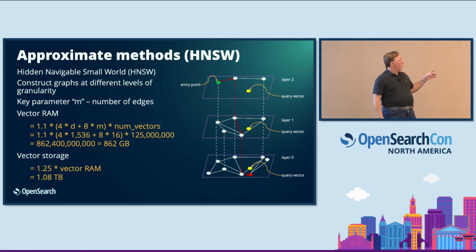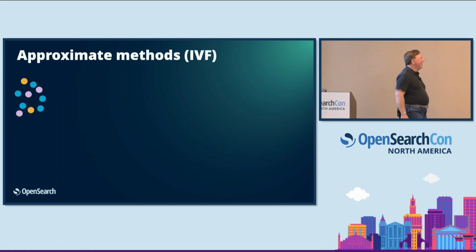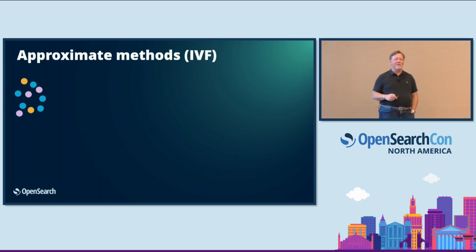So for the storage, we also want to add that 25% overhead. So we take 1.25 times the RAM, giving us another 1.08 terabytes of storage. Yeah? Not yet. Okay, second approximate method is called inverted file.